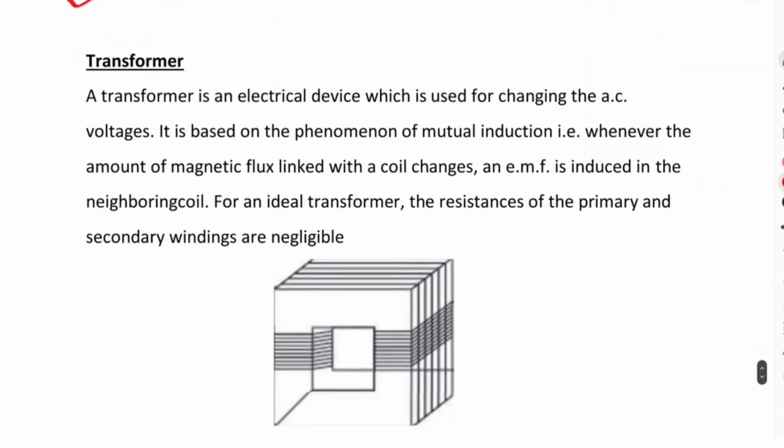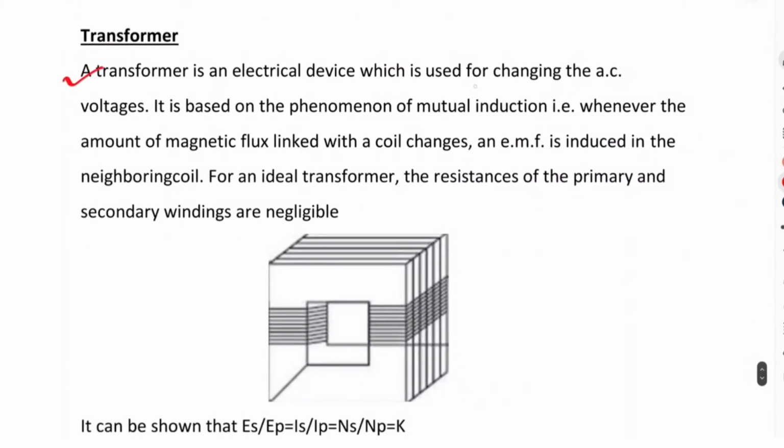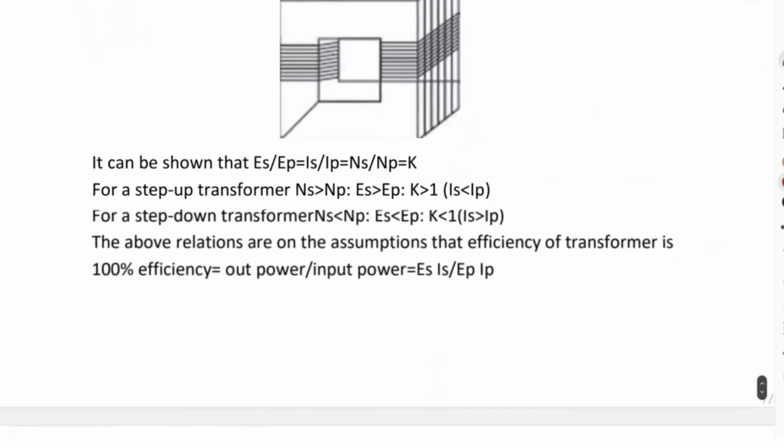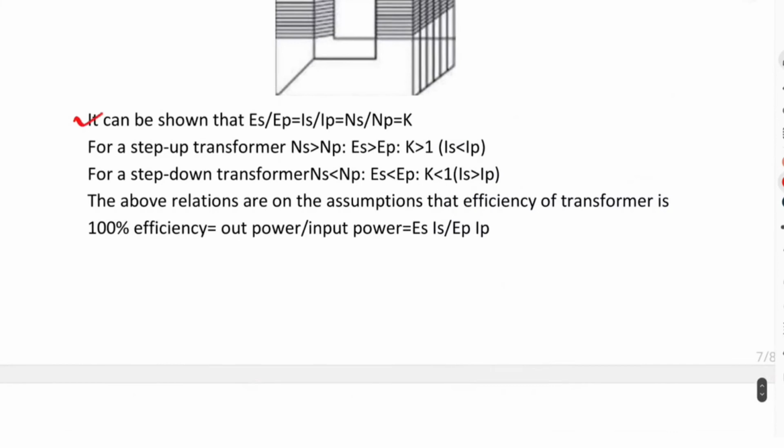A case study based question. Transformer. A transformer is an electrical device which is used for changing AC voltages. It is based on the phenomenon of mutual induction. That is, whenever the amount of magnetic flux linked with a coil changes, an EMF is induced in the neighboring coil. For an ideal transformer, the resistances of the primary and secondary windings are negligible. It can be shown that this holds for the step up transformer, and for the step down transformer the above relations are assumed. For a transformer of 100% efficiency, efficiency equals output power upon input power, equals ES IS upon EP IP.